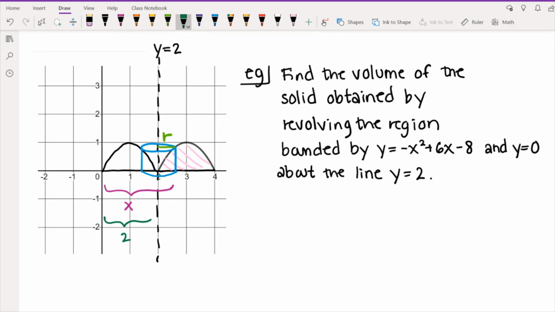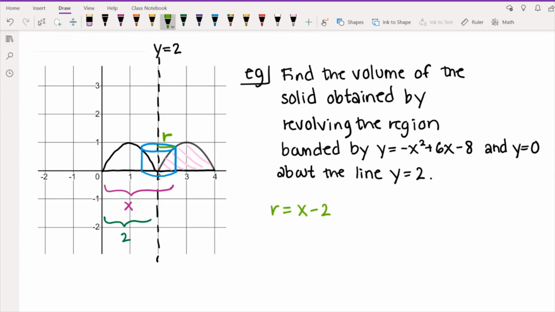Right? So if we did, let me write that down. The radius is going to be equal to not x, but x minus 2. And that's again because x is literally the x coordinate of where you have the cylinder, and that is not accurate for the radius.